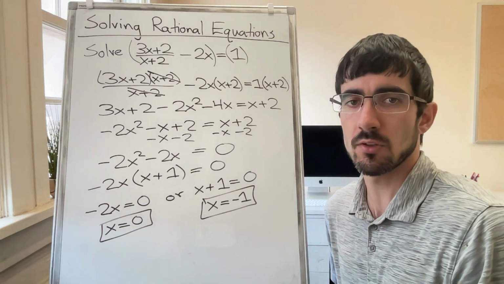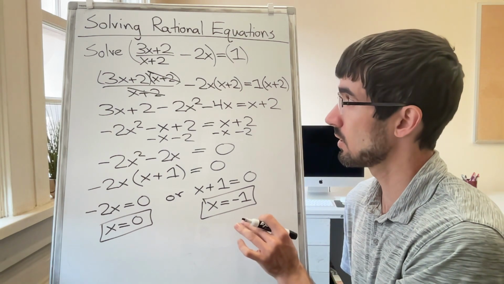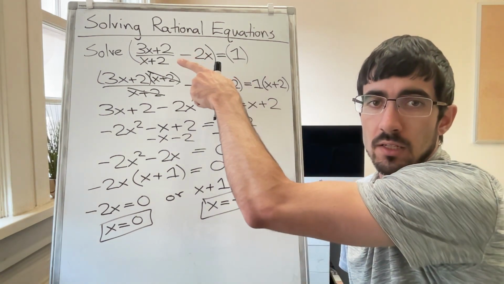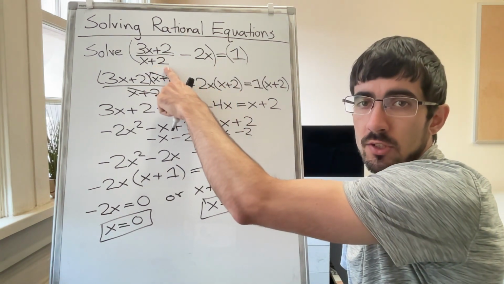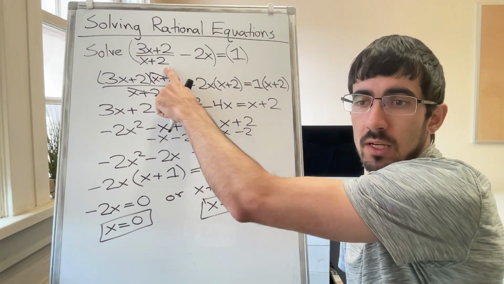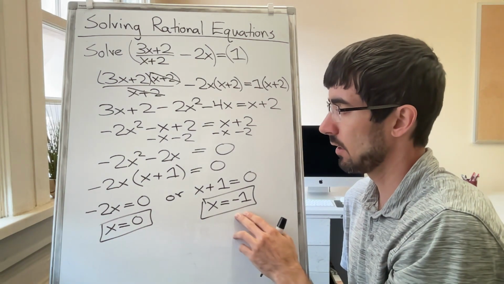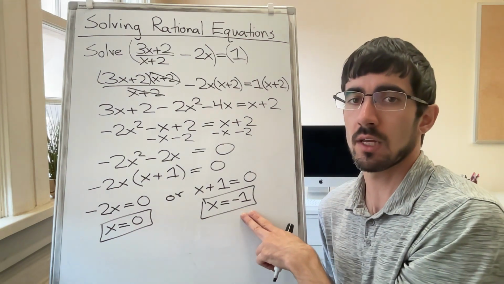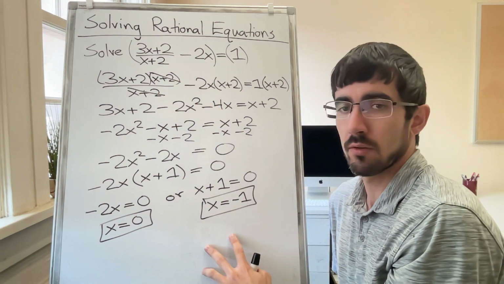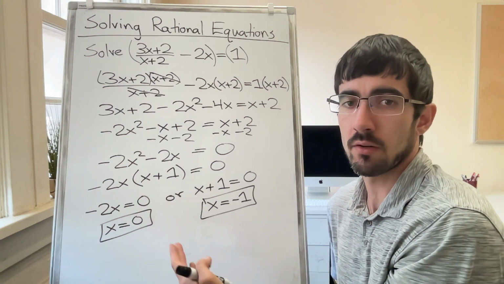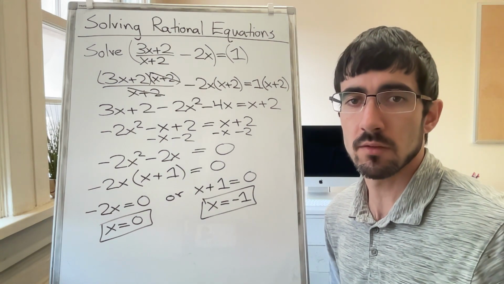That's another potential solution. I just need to go back and make sure that neither of these are extraneous solutions, meaning they're not undefined in the original expressions or equation. The only denominator here is x plus 2, so this is undefined when x equals negative 2. That makes this denominator equal 0. If I plug in these values, x equals 0 or x equals negative 1, this denominator will be something other than 0, so these solutions are acceptable. They're not undefined, and that means our equation has two solutions.